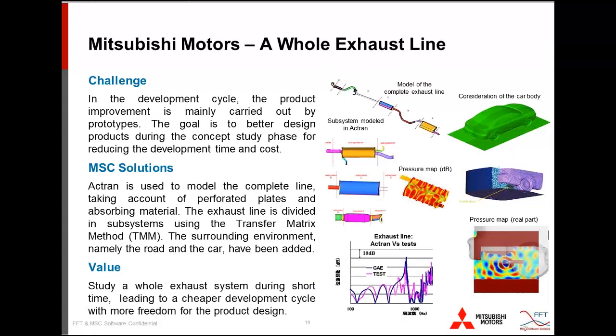In this next example from Mitsubishi Motors, it's a whole exhaust line. For improving the efficiency of acoustic simulations, Actran can be used for simulating separately several parts of an exhaust line with the TMM method. The design of some of them can be changed at the order of assembly, and final results are very quickly recombined. Also, all the surrounding environment around the exhaust can be taken into account, like you can see in the pictures at the bottom right.